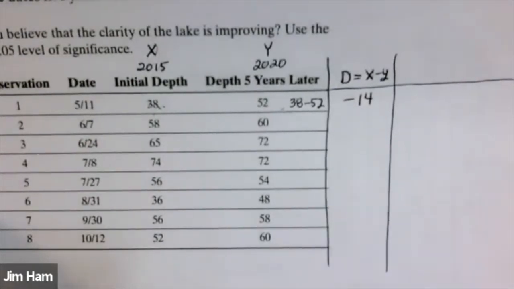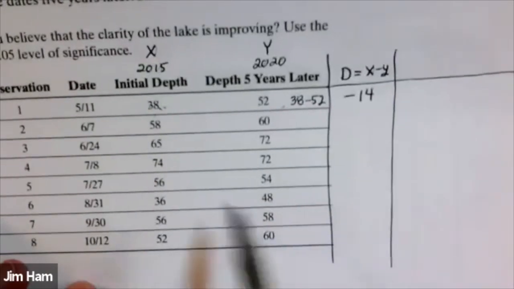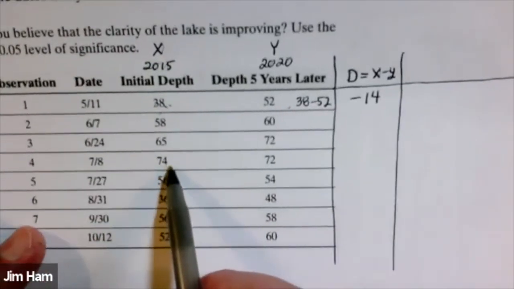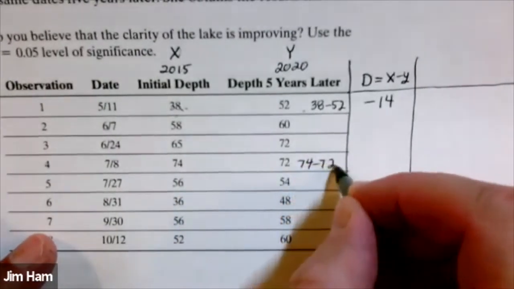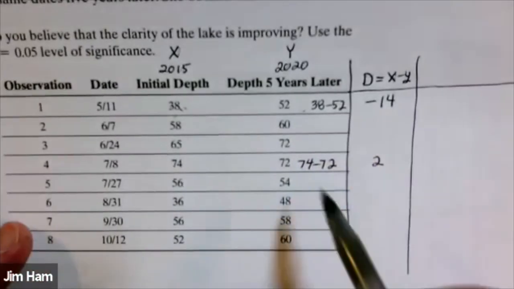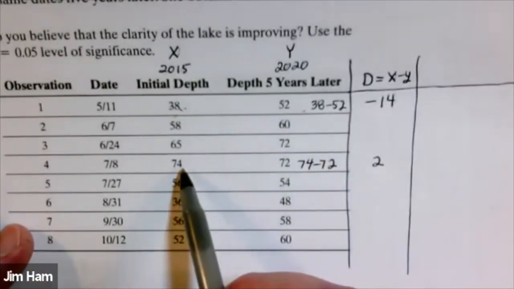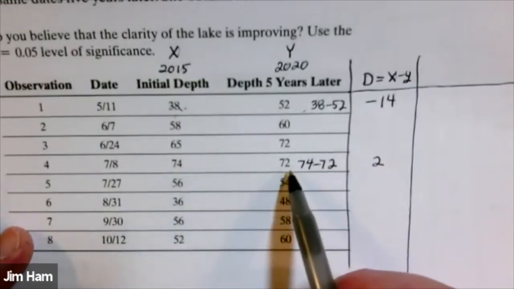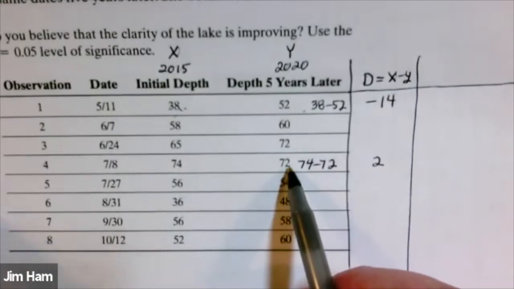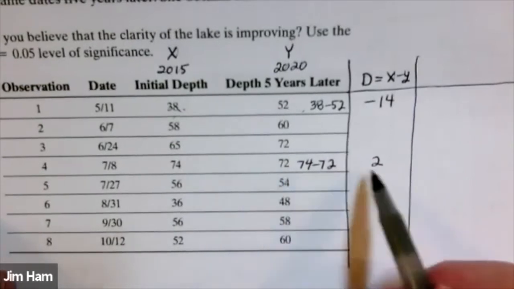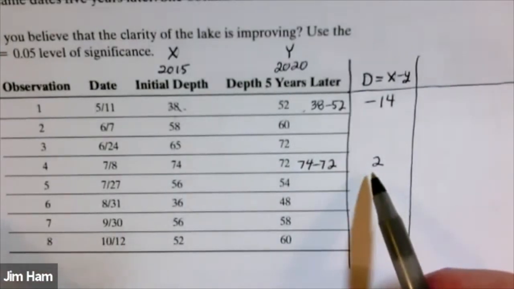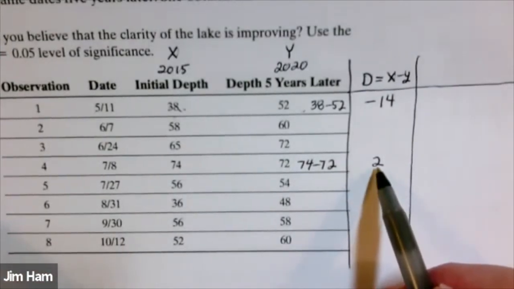If you go down to this one here, these were different areas of the lake. If you take 74 minus 72, then you're going to get a positive number, 2. 5 years ago, they could see this disc 74 inches down. Well, in the current year, they could only see it for 72. So it appeared in that region, the lake was getting cloudier or murkier, or more polluted, or whatever you want to say. But positive numbers mean that there has not been an improvement in the water clarity.